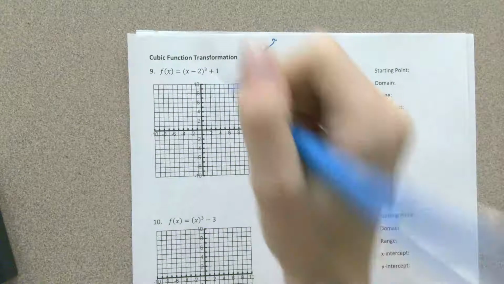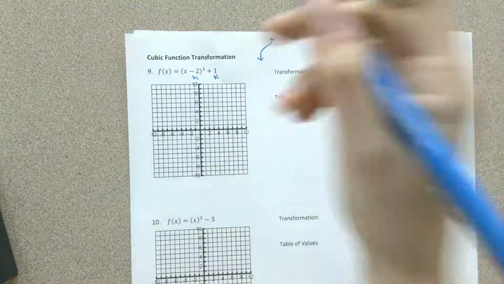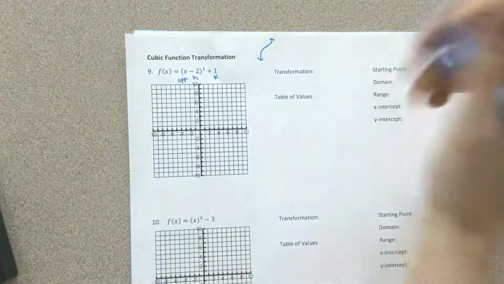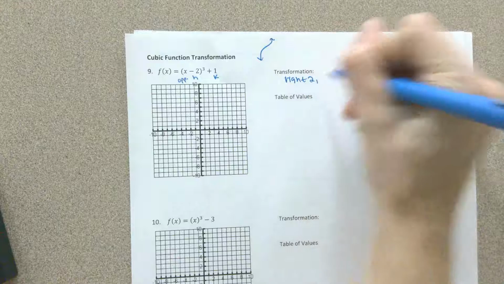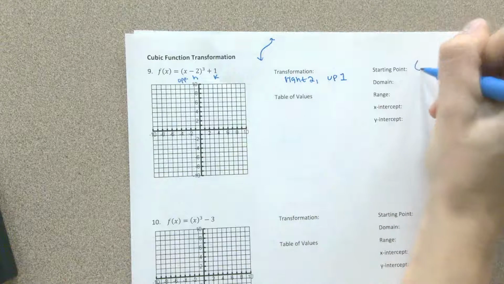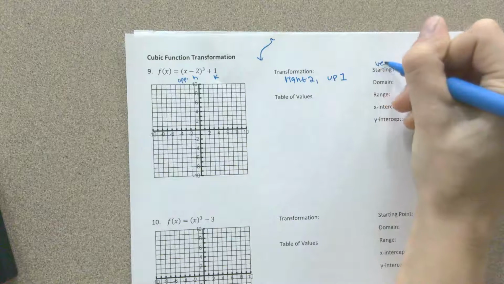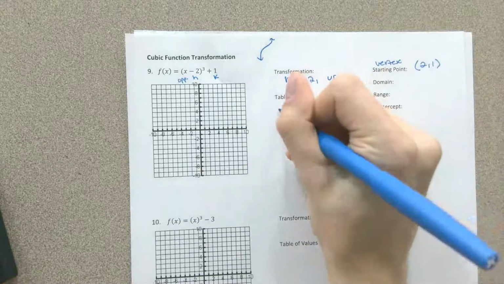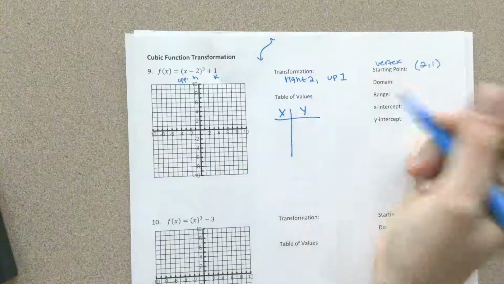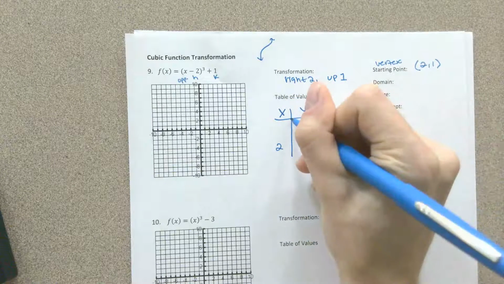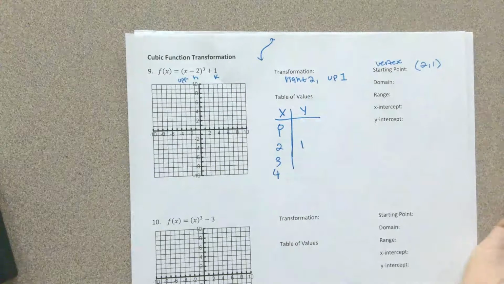And we look over here and we say, okay, we have h here and we have k here. We do the opposite of h, so our transformation is going to be right 2 and up 1. So our starting point is going to be 2, 1, or our vertex. Okay, so we have our table of values once again, x, y. Start at 2, 1, go down 2 points and up 2 points.